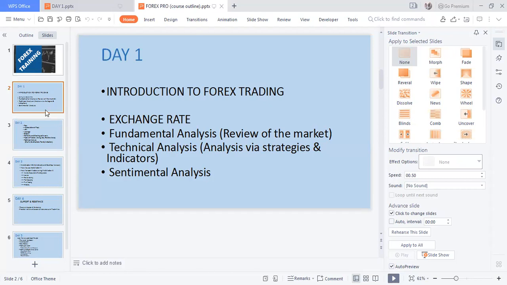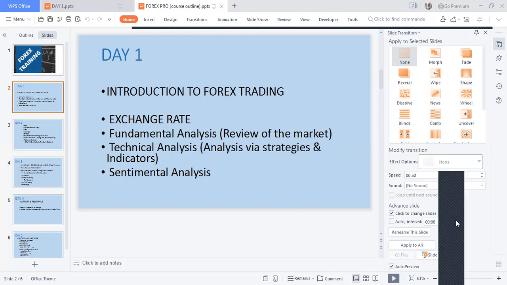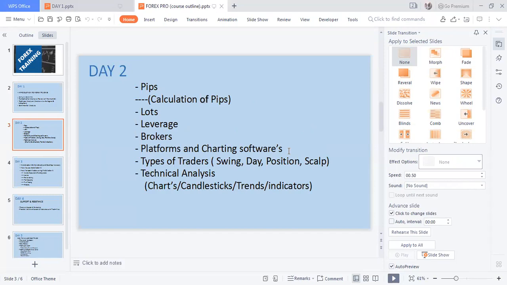Now, this training is going to go for 5 good days. The first one we'll be talking about is introduction to Forex trading. Then, after that, we'll look into exchange rates. From exchange rates, we'll go into fundamental analysis. From fundamental analysis, we'll go into technical analysis. Then from technical analysis, we'll talk about sentimental analysis. We'll do that today.